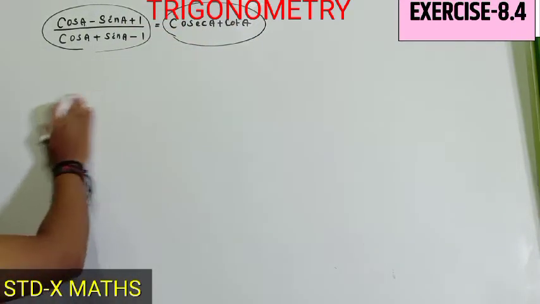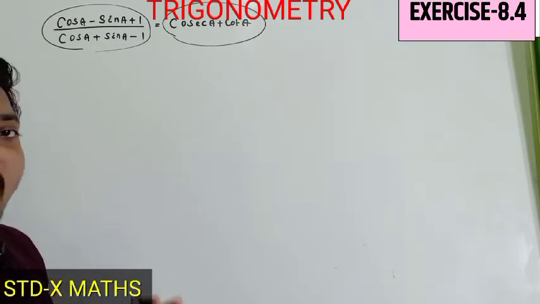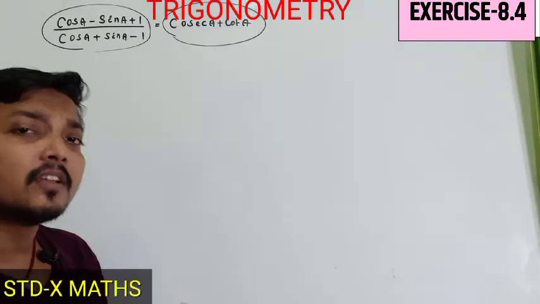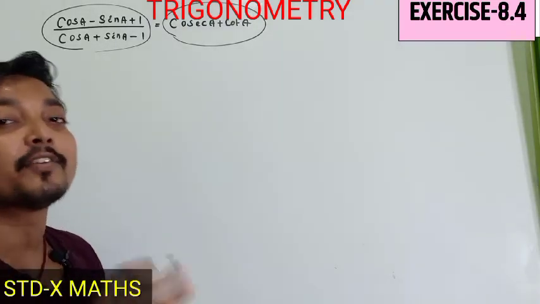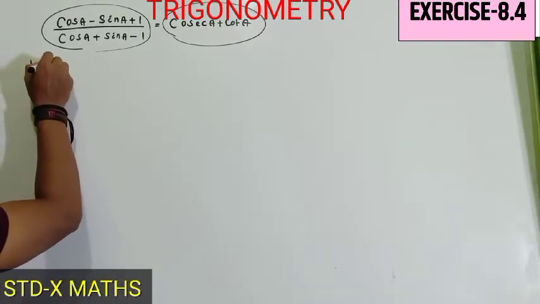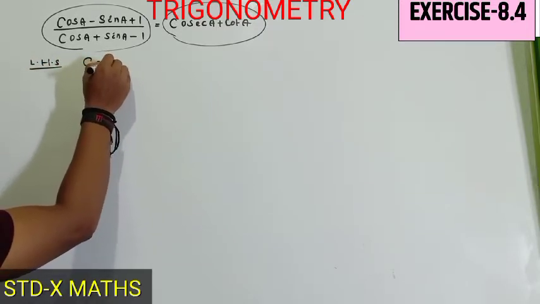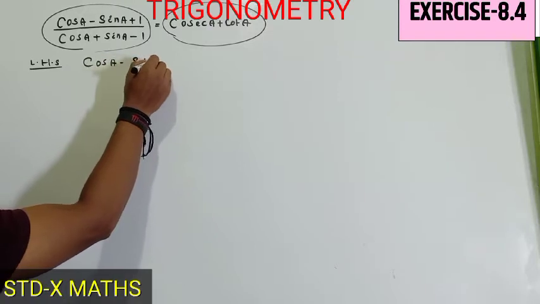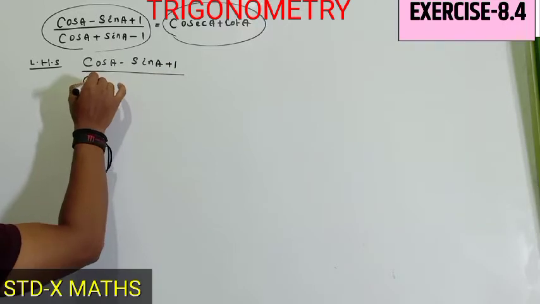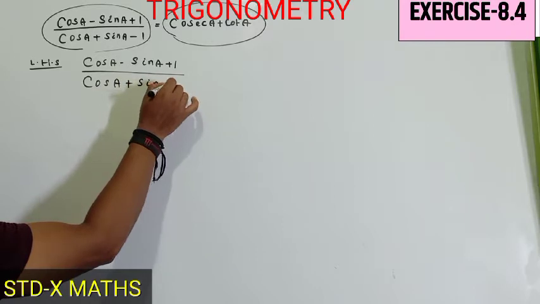Okay, so here the left side is providing much more to solve. As the left side is providing much more to do the calculation, we always have to start from the left side. So here I am writing the LHS: (cos A minus sin A plus 1) divided by (cos A plus sin A minus 1).